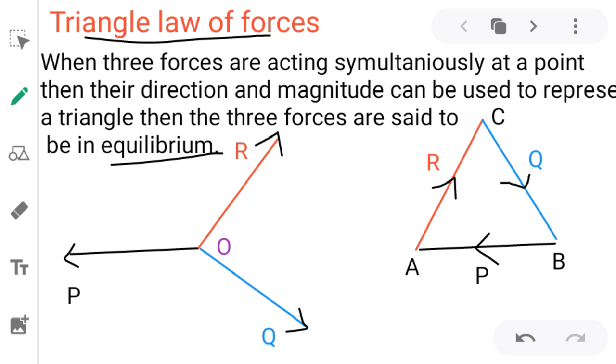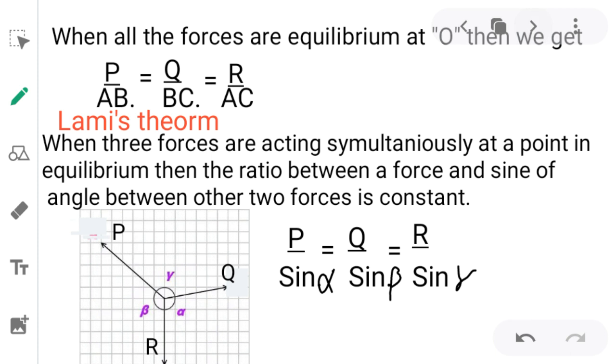The triangle ABC will become this. You may observe here three forces, P, Q and R. P is directed towards the left, R is upward and Q is downward. That means they are in a sequential direction. There are no opposite directions; they are arranged in order. So when these forces can construct a triangle, then the forces are said to be in equilibrium.